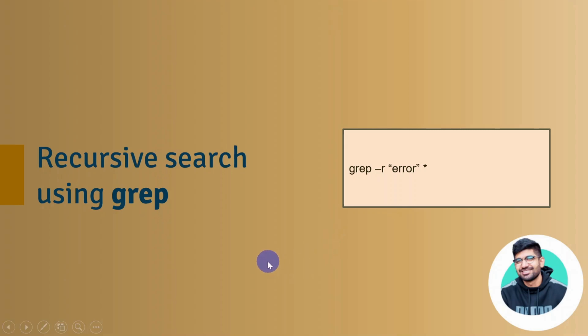Next is recursive search using grep. If you want to search inside a directory, or all the files inside folders and subfolders, then you can grep recursively. For that, you'll have to give the -r option, then the filter string, and then you can mention the names of the files. Or if you want to search inside all the files, then you can mention this asterisk sign. So let's try to do it.